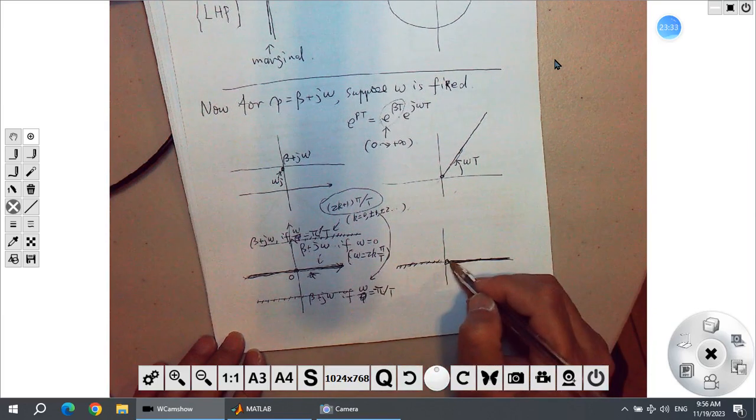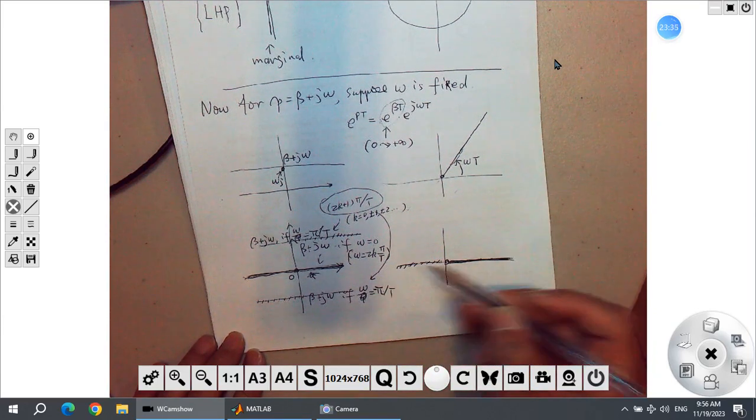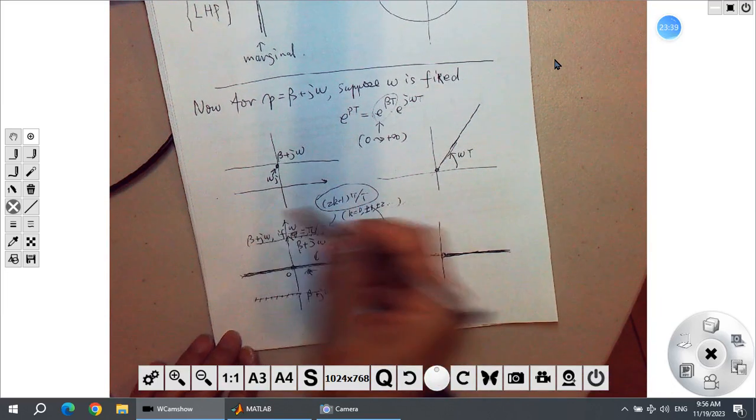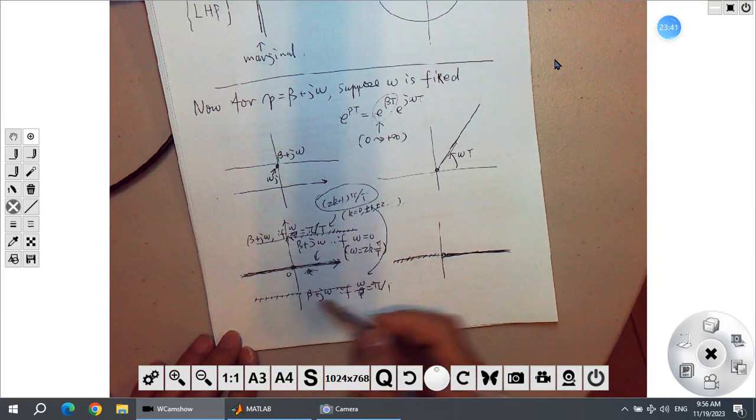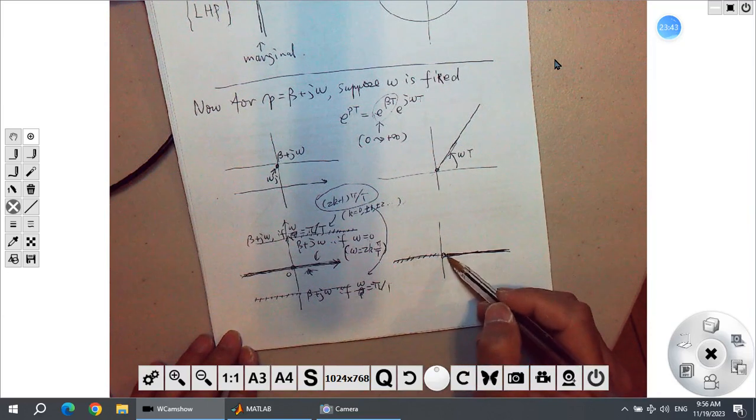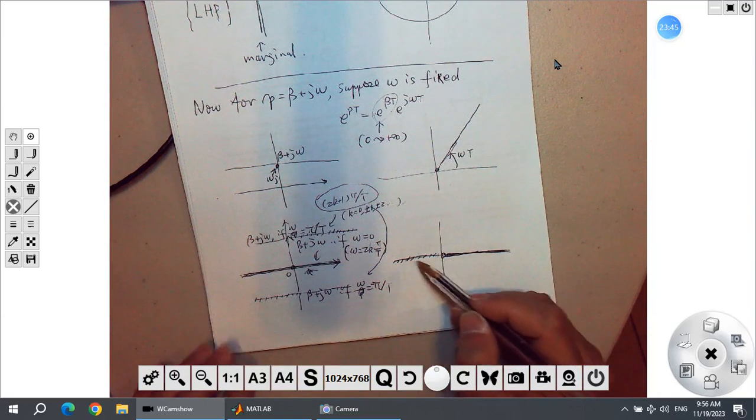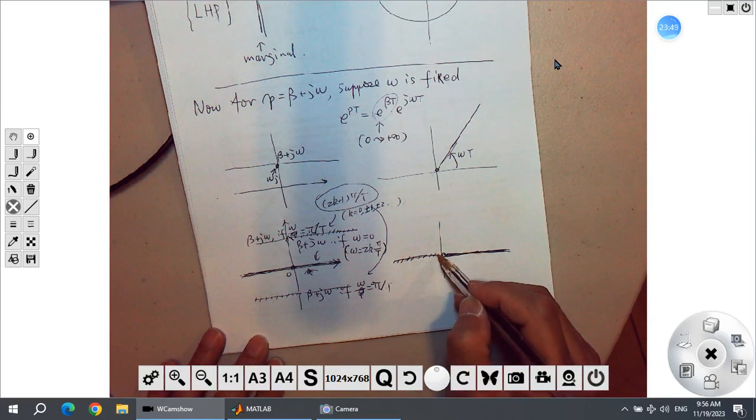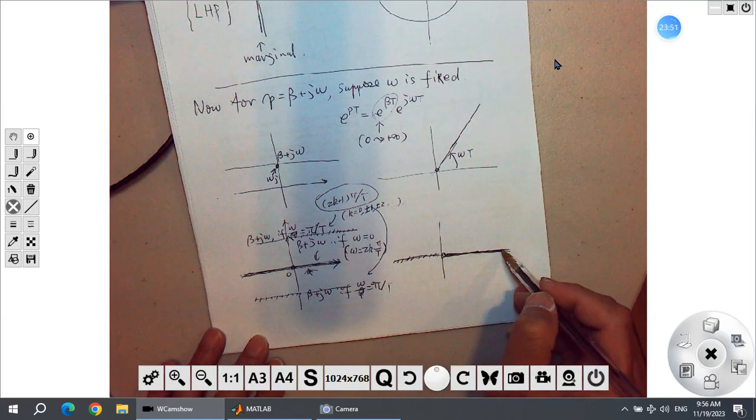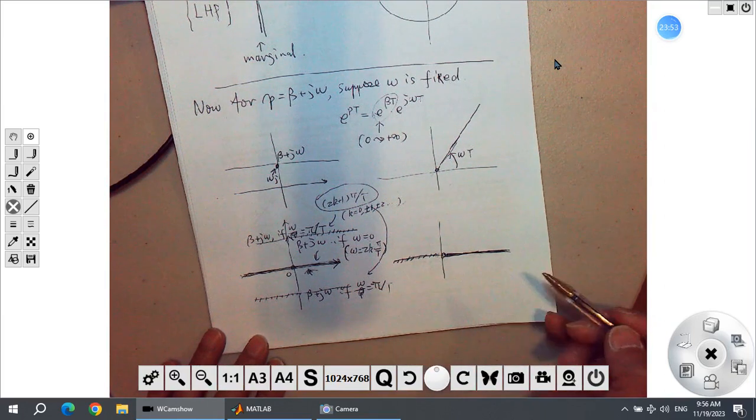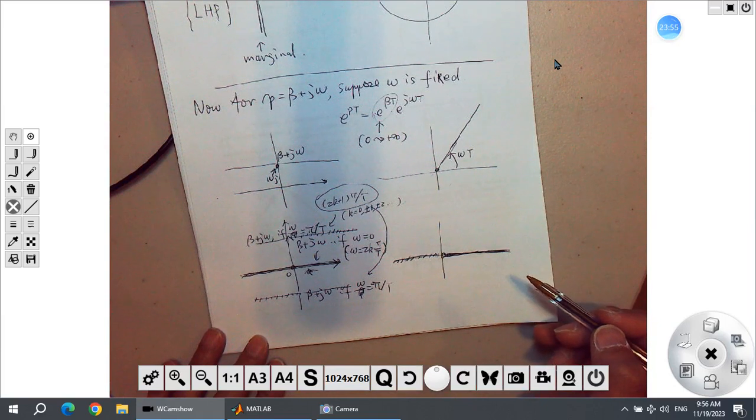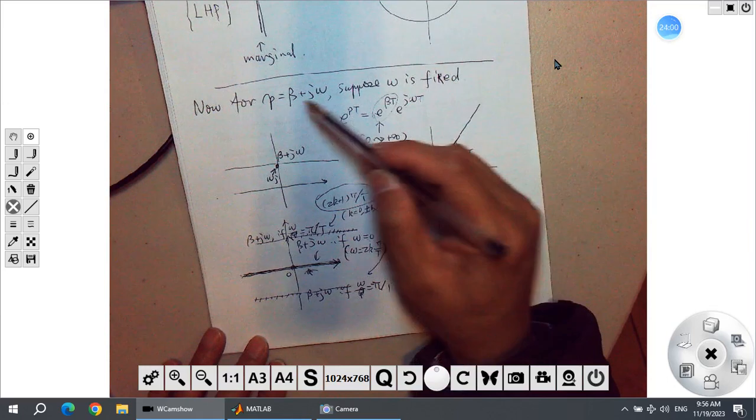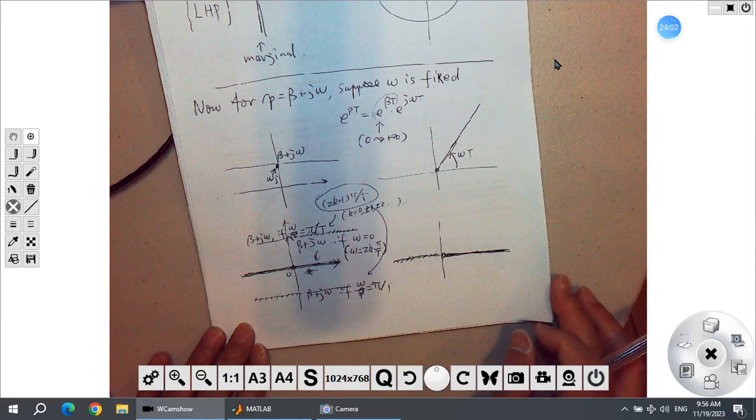Then you go to this line. So you can see in the S domain, you have a sequence of lines that looks like this. Then they go to the Z domain, and they are just one line. Some are on the left side of the line, and some on the right side. All right, so this is the case when omega is fixed, but beta is changing.